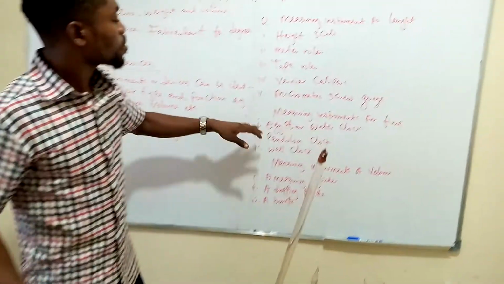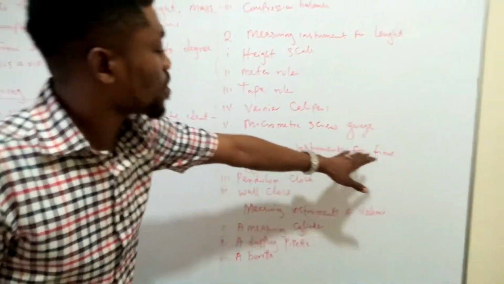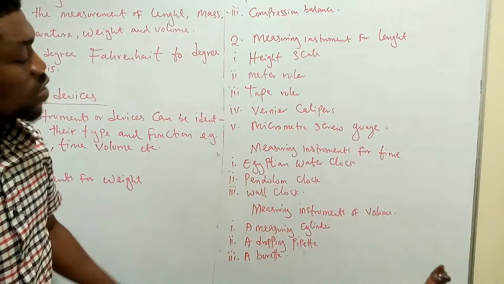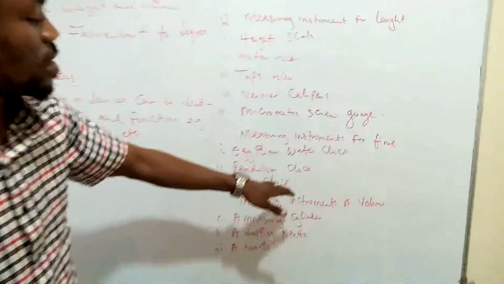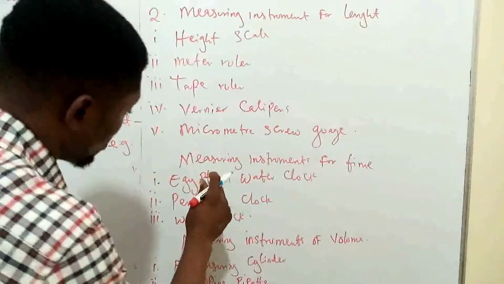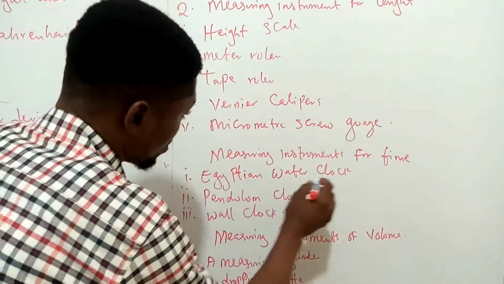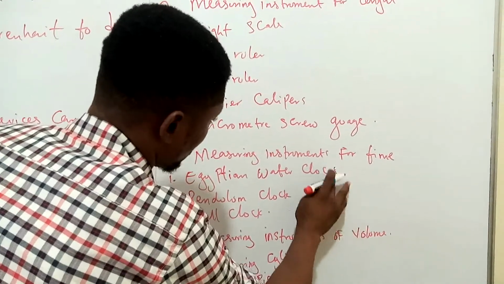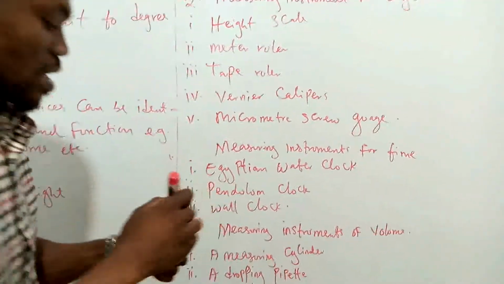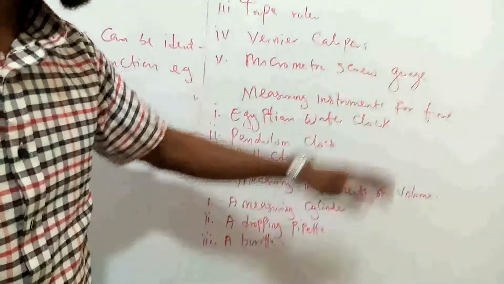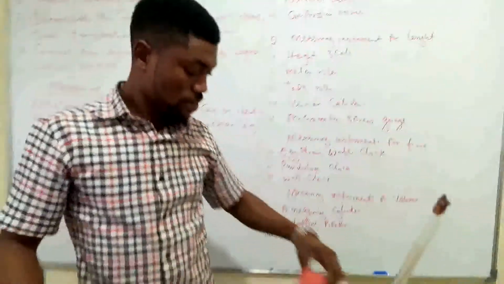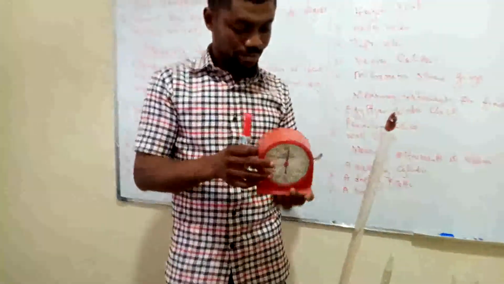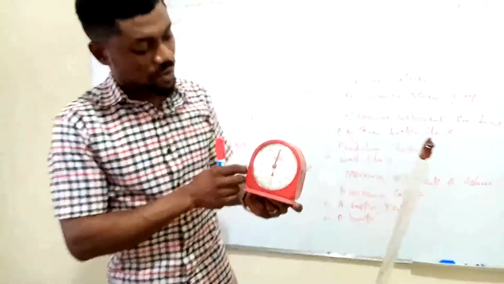We also have measuring instrument for time. Measuring instrument for time, and we say we have the Egyptian water clock. This is Egyptian water clock. Yes. We have the Egyptian water clock, we have the pendulum clock, we have the wall clock, and we also have the stopwatch or the stop clock. This is a typical example.